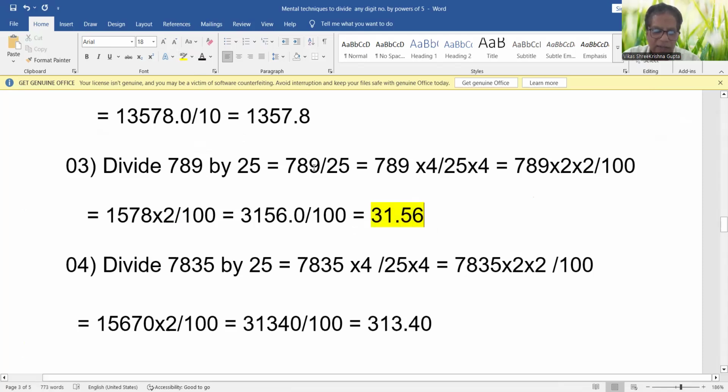First, I multiplied the number 79 by 4. It means I have to multiply this number 2 times by 2. Then I divide this number by 100 and I get the final answer as 31.56.